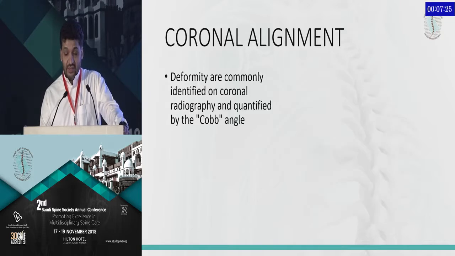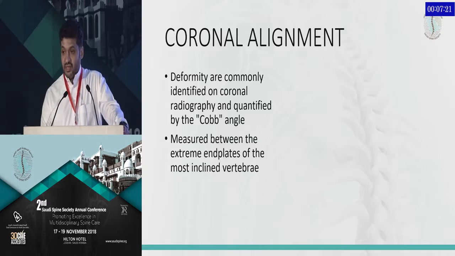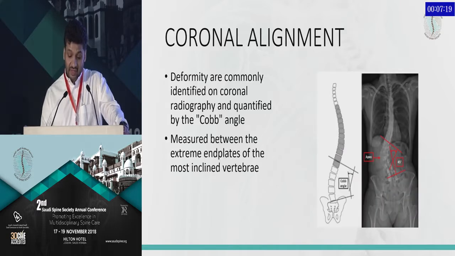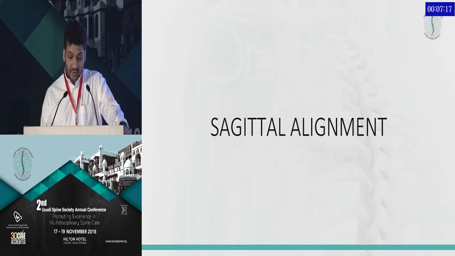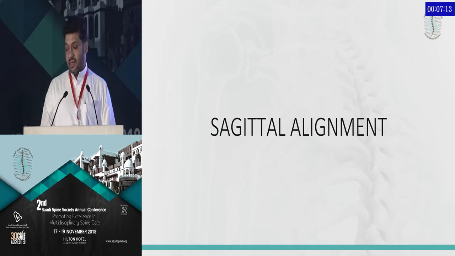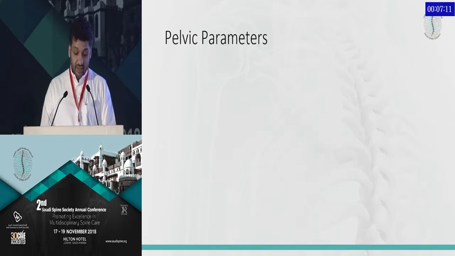Another method in the coronal plane is the Cobb angle, as everybody's familiar with. This is more used with scoliosis, but it also can be used in some other deformities. Moving on to sagittal balance, sagittal alignment, which is the major key player in some adult deformities.